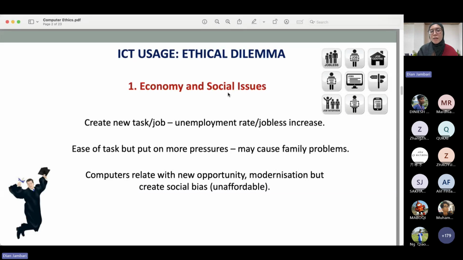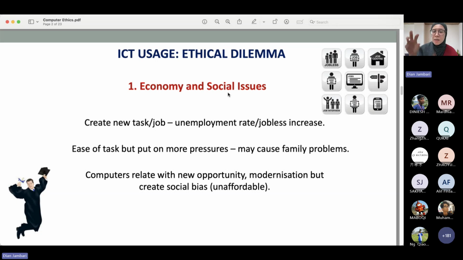So that's good. But at the same time, with new jobs created by this exciting and sophisticated technology, there may be jobs that existed before that become lost or obsolete. And so that creates unemployment. There will be people who are going to be unemployed. So that's a social issue. Why? Because when the unemployment rate in society becomes higher, when the number of people who have lost their jobs becomes higher, that causes social problems. That causes social issues, and that was caused by ICT.